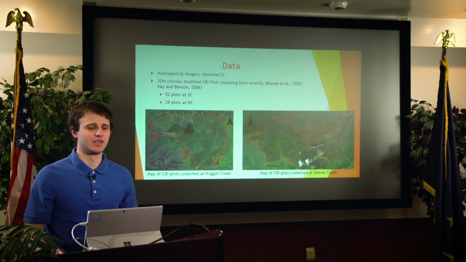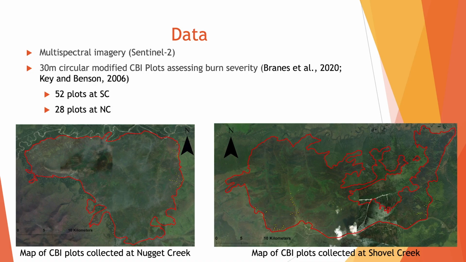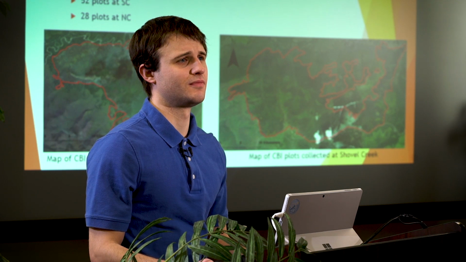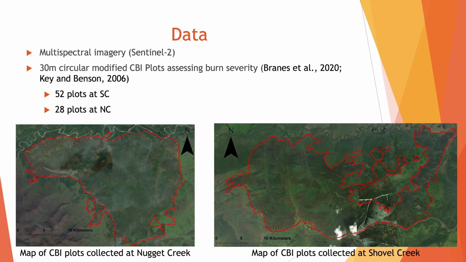In this study we used multispectral satellite imagery called Sentinel-2, and we also collected 30-meter circular modified composite burn index plots, or CBI plots, to assess burn severity, and they do that by measuring the amounts of change that happened after the fire event. We collected 52 plots at Shovel Creek and 28 plots at Nugget Creek, and you can see the map where we collected those points down below.